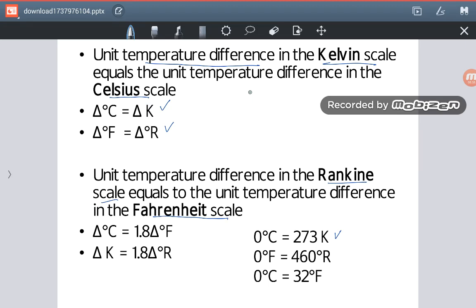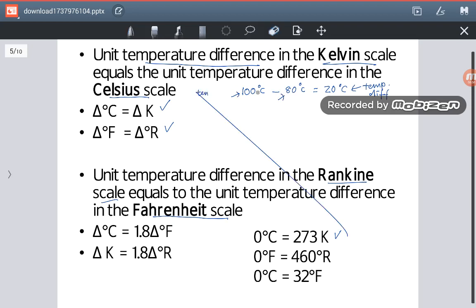I'm going to give you an example. Let's say 100 degrees Celsius, and then we reduce the temperature to 80 degrees Celsius. So the temperature difference is 20 degrees Celsius. This is the temperature difference. Well, this and also this are the temperature degree.